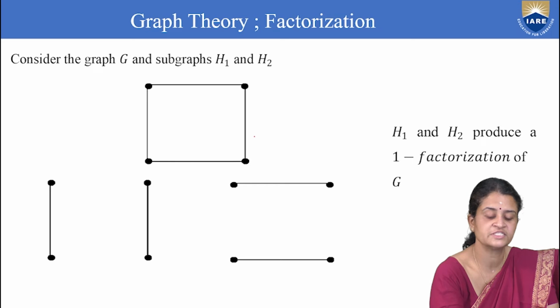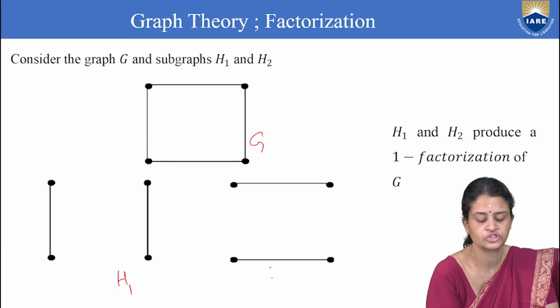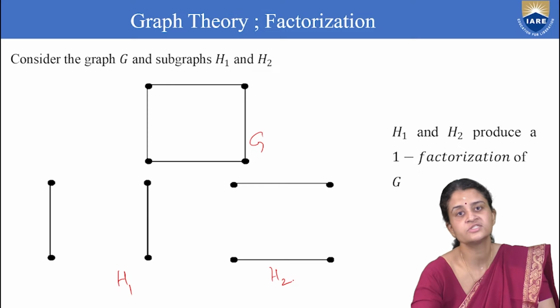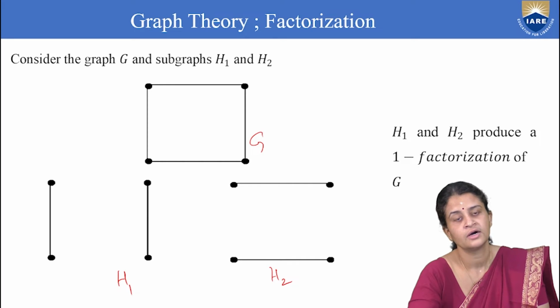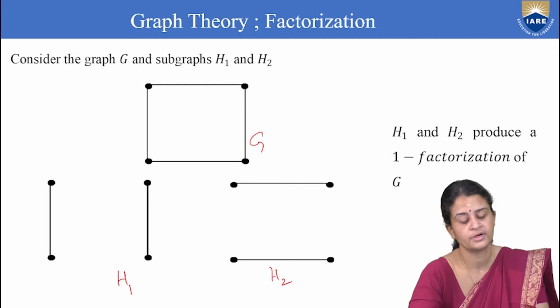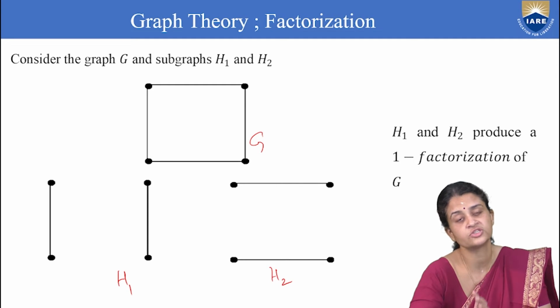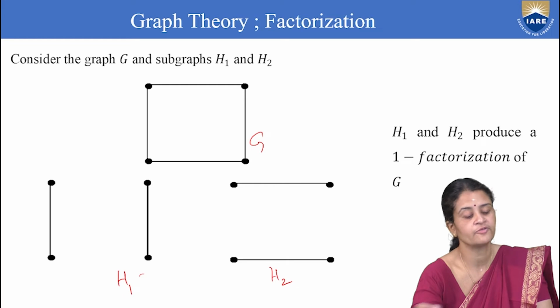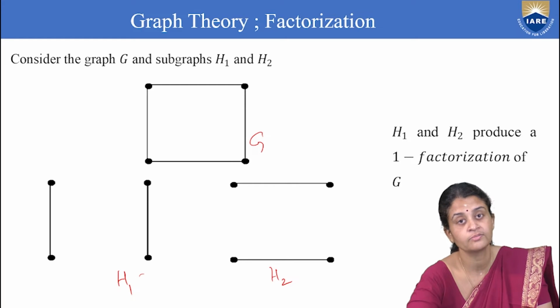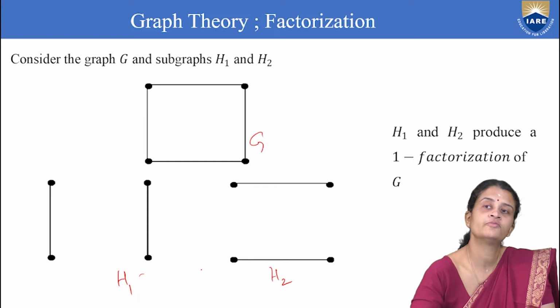Consider this graph. If it is G, and this is H1 and H2. Now we are decomposing G into two edge disjoint subgraphs, and this is the only possibility of decomposing G into two subgraphs. Look at H1 and H2. They are edge disjoint subgraphs of G, and the union of the edges of H1 and H2 gives G. Here we can find that H1 is an r-regular factor where r equals 1. So H1 and H2 produce a one-factorization of the given graph G.